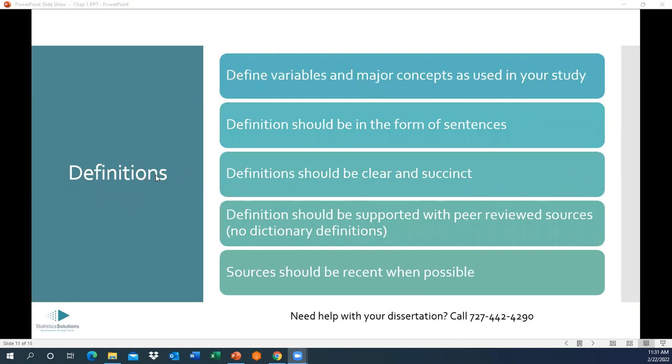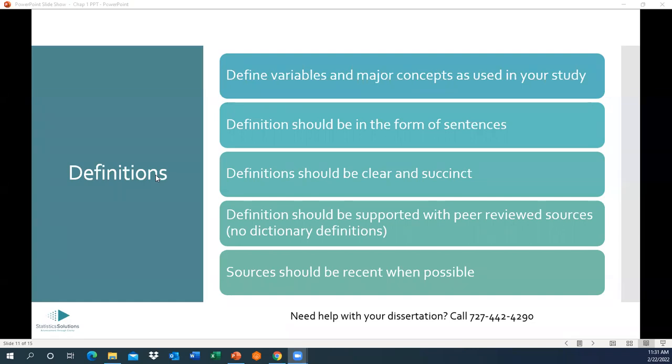Okay, definitions. Usually there's a definition section in chapter 1, and this is to define the terms and the variables that are specific to your study. So any variables, if it's quantitative, any factors or any variables, things that you're studying definitely belong here. Any major concepts belong here too. Sometimes people want to define their methods terms. You don't need to define your methods terms here. You're going to talk a lot about methods in chapter 3.